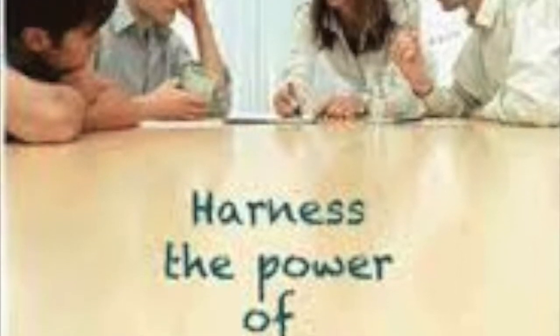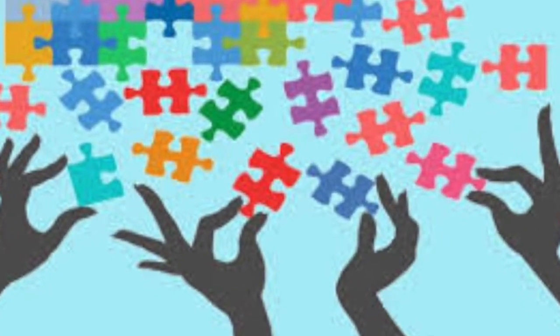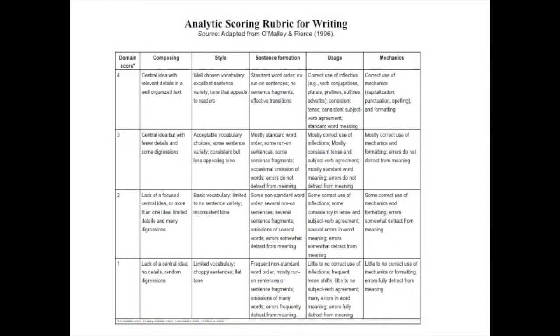Remember, when assessing holistically, read papers and rate them from 1 to 6, with 6 being the best and 1 being the worst. Scores of 1 and 2 represent our category beginners, 3 to 4 represent intermediates, and 5 to 6 represent advanced writers. You can see in this example of an analytic scoring rubric for writing, the categories are composing, style, sentence formation, usage, and mechanics. And the score domain is from 1, 2, 3, and 4.